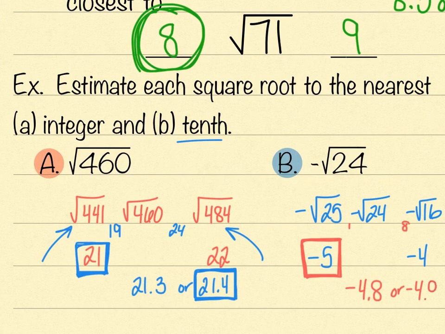And if you use your calculator, you find out it's actually negative 4.899. So it's actually a lot closer to negative 4.9 than what it is to negative 4.8. So that would be it to the nearest tenth.